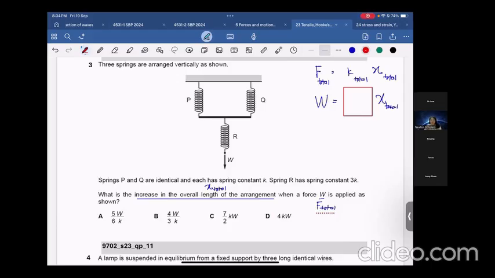Any of you? PQ has spring constant K. Here is also K. So R is 3K.